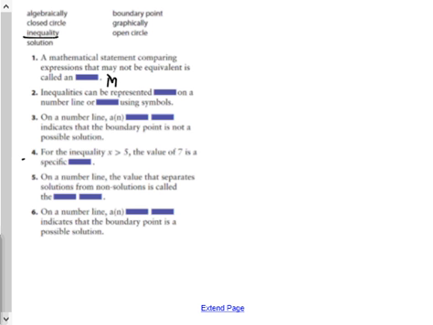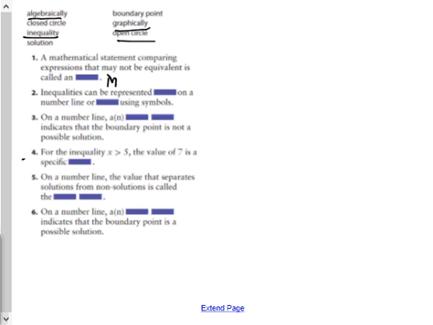Number 2, inequalities can be represented blank on a number line or blank using symbols. The word is graphically on a number line or algebraically using symbols. On a number line, a blank blank indicates the boundary point is not a possible solution. That is an open circle or an open boundary.